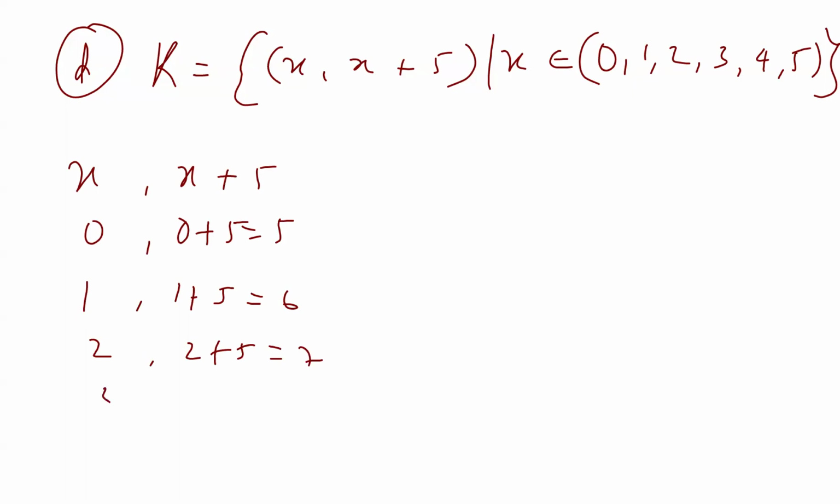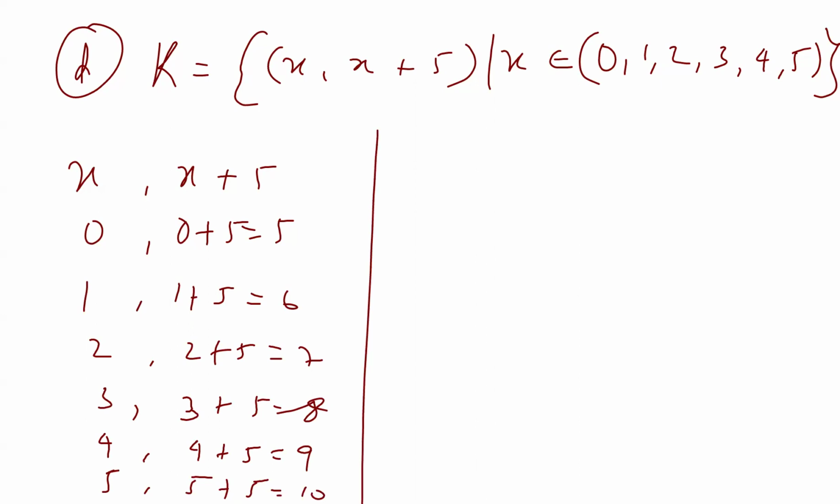The next value is 3. 3 plus 5 is 8. X is 4, 4 plus 5 is 9. X is 5, 5 plus 5 is equal to 10.